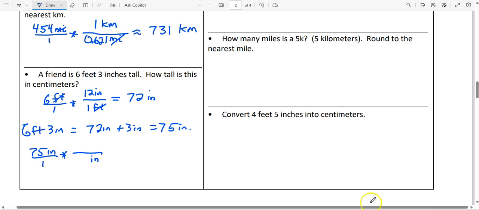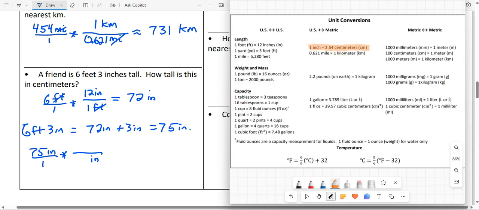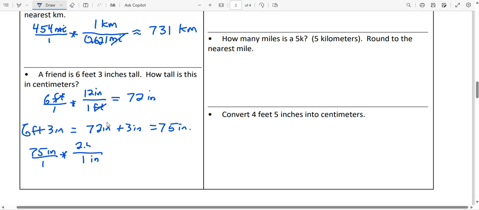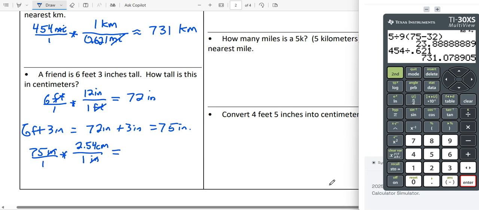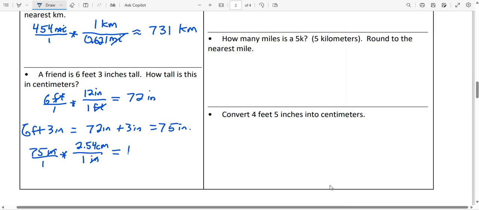And now let's go back to our table. There it is. 2.54 centimeters, 1 inch. So we have 1 inch on the bottom and 2.54 centimeters on top. The inches reduce. Calculator says 75 times 2.54, 190.5. And the unit's centimeters.